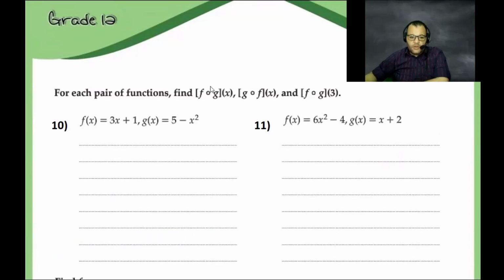So number 10, how can we solve it? Number 1, we need to find f composite g of x. So how can we find f composite g of x? The first one, we'll find f of g of x. So what is the value of g of x? Which is 5 minus x squared. At the function f of x, I will replace each x with 5 minus x squared. So it will be 3 times (5 minus x squared) plus 1. So it will be.